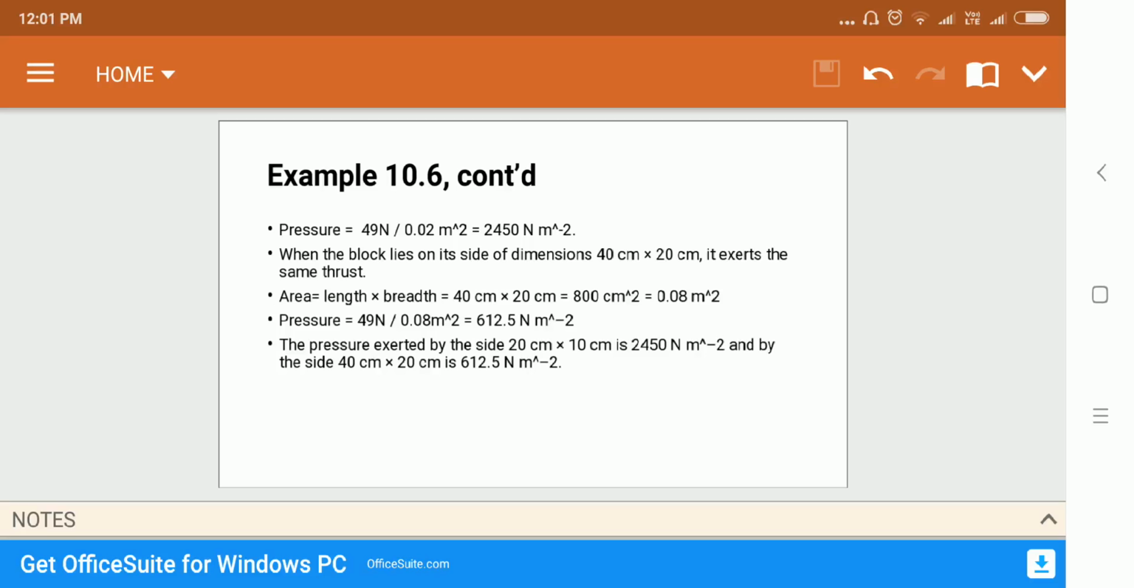So now we can say by this comparison, the pressure exerted by the 20 cross 10 side is 2450 Newton per meter square, and for the 40 cross 20 side it is 612.5 Newton per meter square. So this is the same concept which we defined earlier: if the contact area is less, pressure is more, and if the contact area is more, pressure is less.